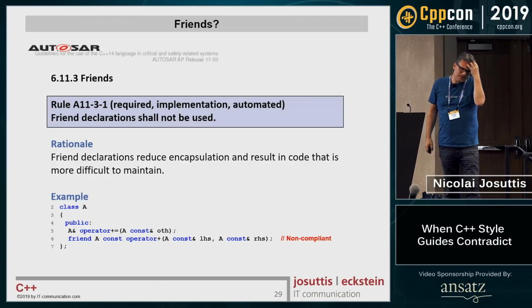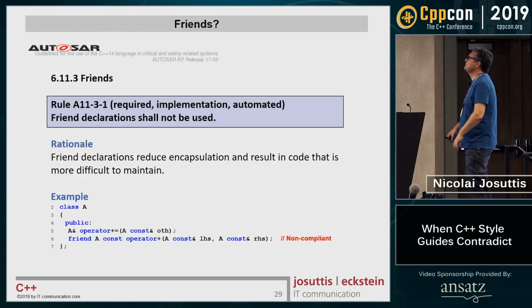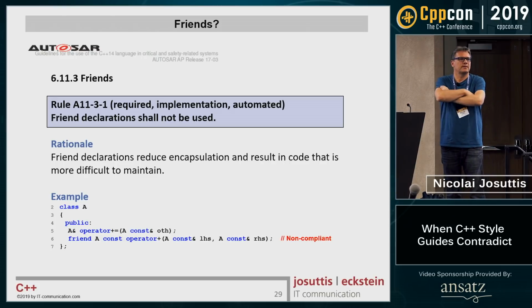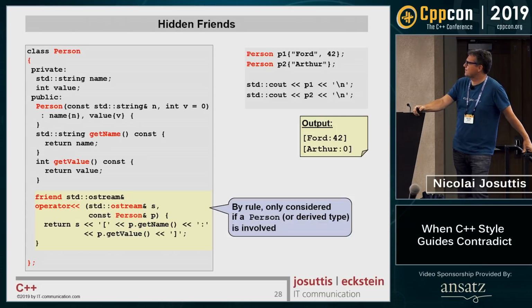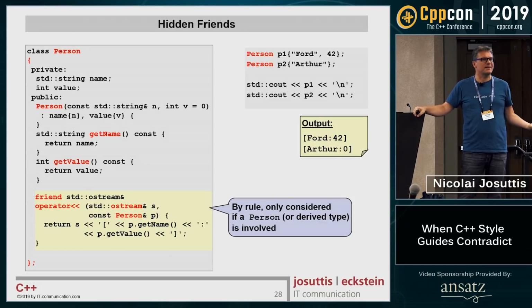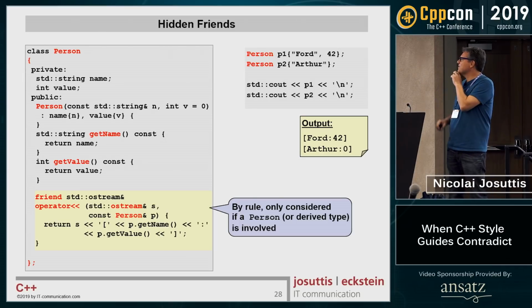Oh, but then we have AUTOSAR. And AUTOSAR says friends shall not be used. There are good reasons for that. I mean, friendship breaks encapsulation, but this friendship definitely does not break encapsulation. Well, does it break encapsulation or not?